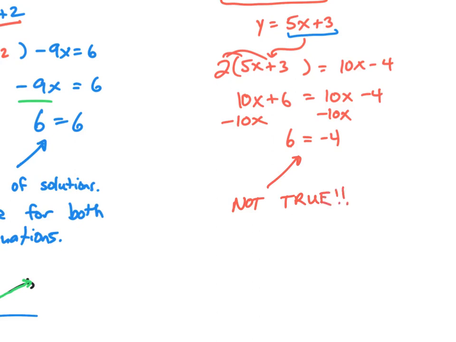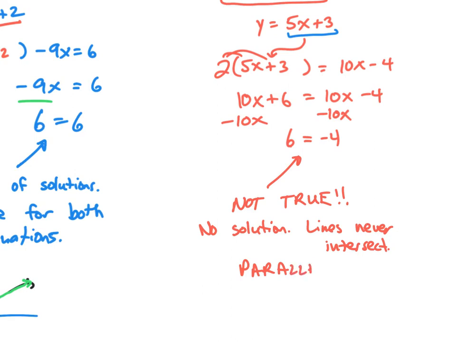So what's happening here? Well, 6 is not equal to negative 4. We know that's not true. 6 is 6 and negative 4 is negative 4. So what this means is there's no solution. That means that the lines never intersect, which means they are parallel. So this would be special case number 2.